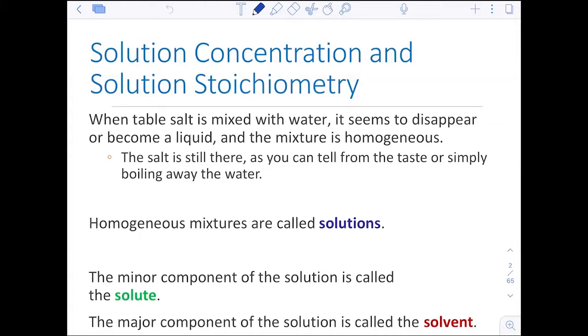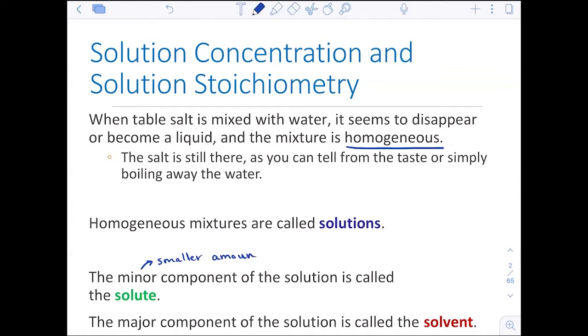Right now, we want to be able to say what happens when we throw salt into water. Now, it seems to disappear or become a liquid, but in reality, what's actually happening is that the mixture is becoming homogeneous. The salt is still there, and you can tell it from tasting it. Or if you boil all the water away, the salt will still be there. And so what actually happens is that homogeneous mixture is two components. It's the minor component, not the less important. Minor meaning usually a smaller amount.